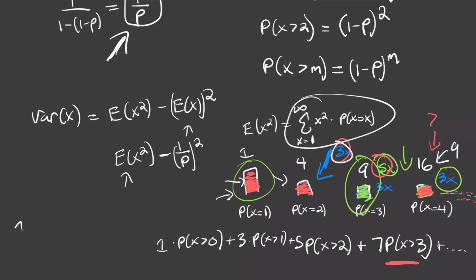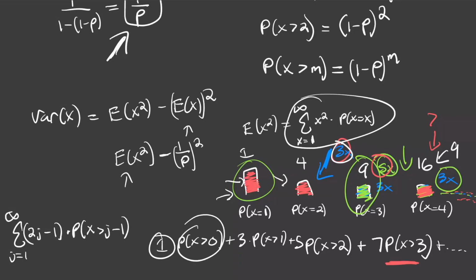So basically I can encode this in a formula as the sum of j equals 1 to infinity. Then I need to encode my odd numbers, so I'm going to take the sum over 2j minus 1. These are going to represent my odd numbers because when I plug in 1 here, I get 1. When I plug in 2, I get 3. When I plug in 3, I get 5, etc. Then we multiply that by the probability that x is greater than j minus 1, which are all these terms, because when j is 1, we want x greater than 0, which we're going to get.